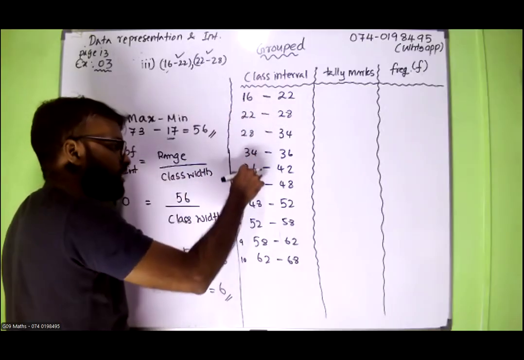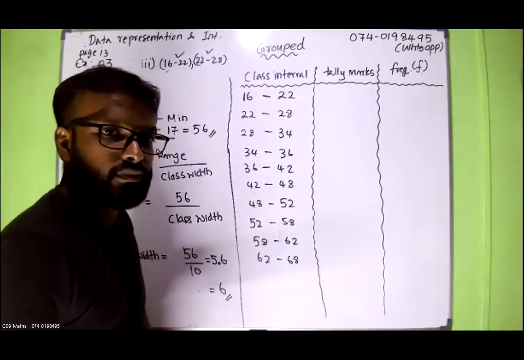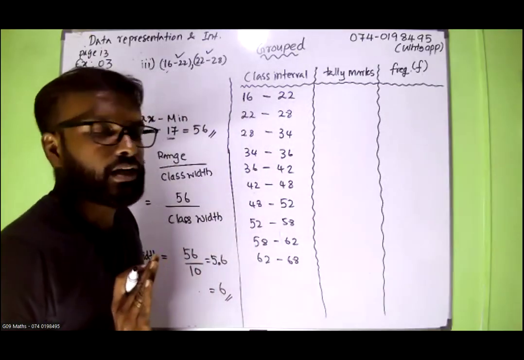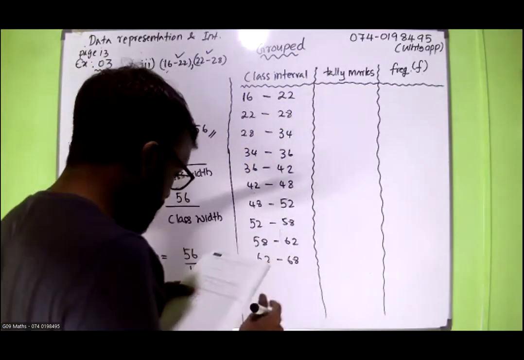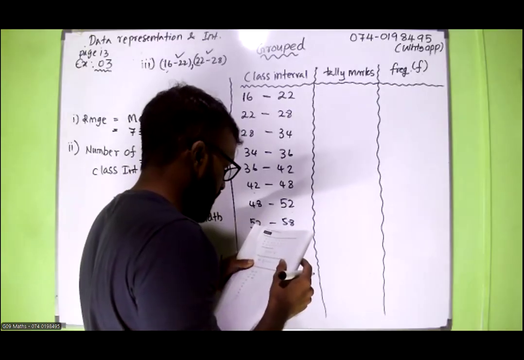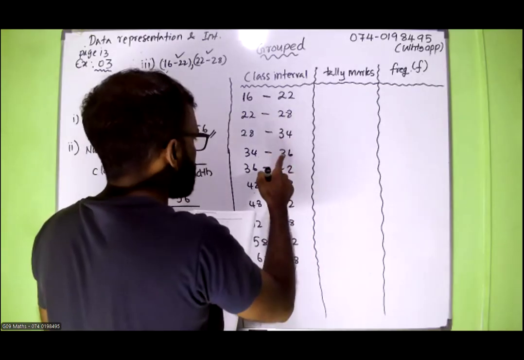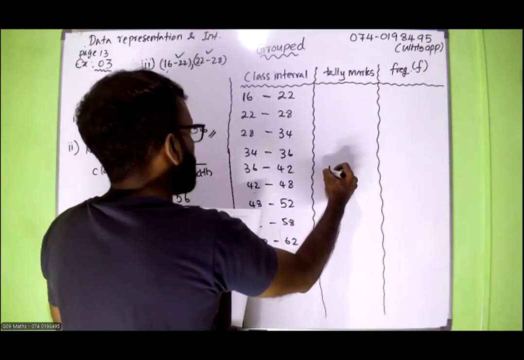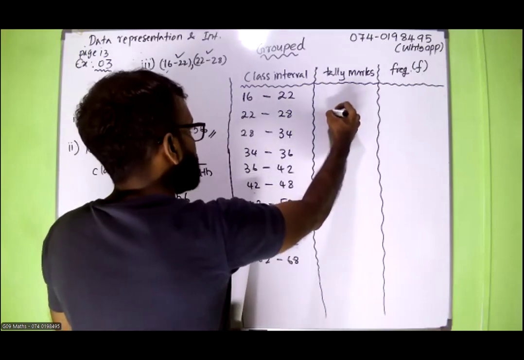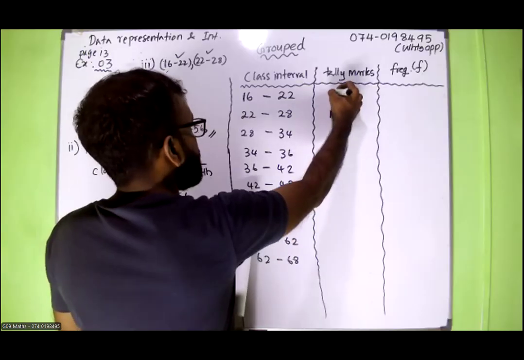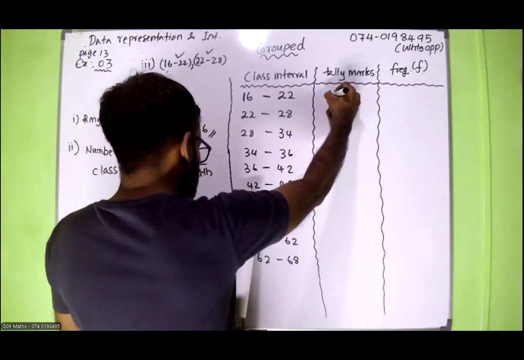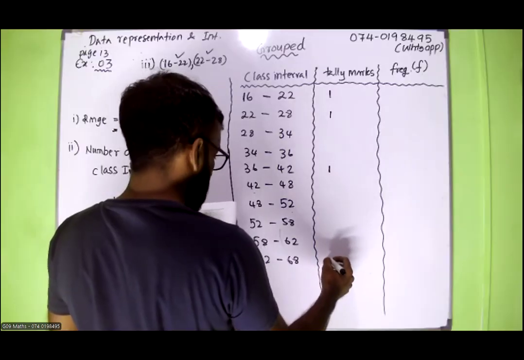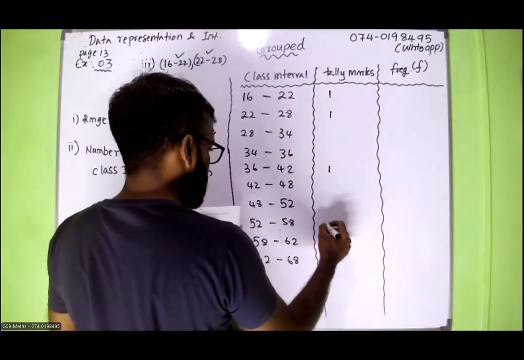So I don't need this. Now I have 10 class intervals. Now tally marks. Okay, 41 belongs to this. 21 belongs to this. 70 belongs to this. 65 belongs to this. 56 belongs to this.